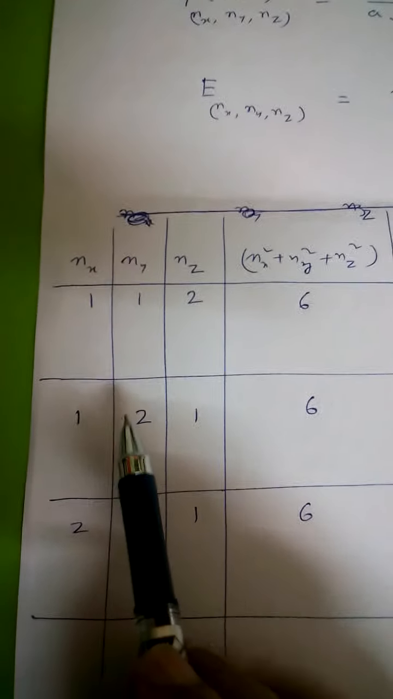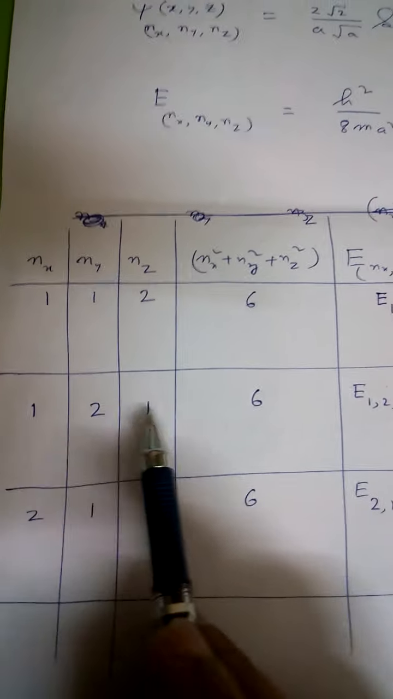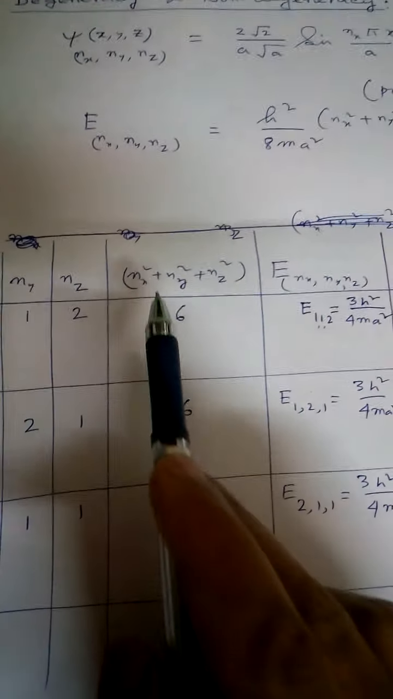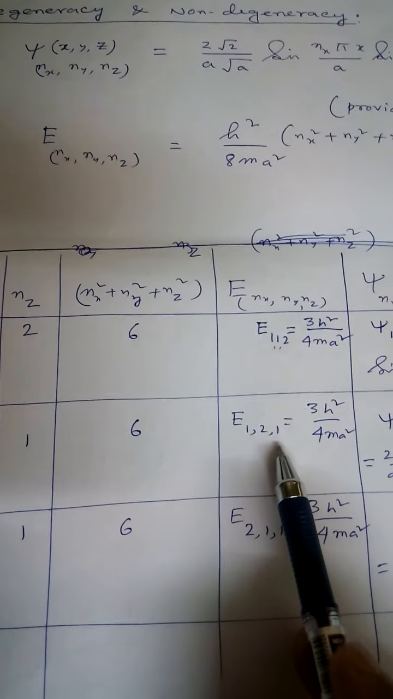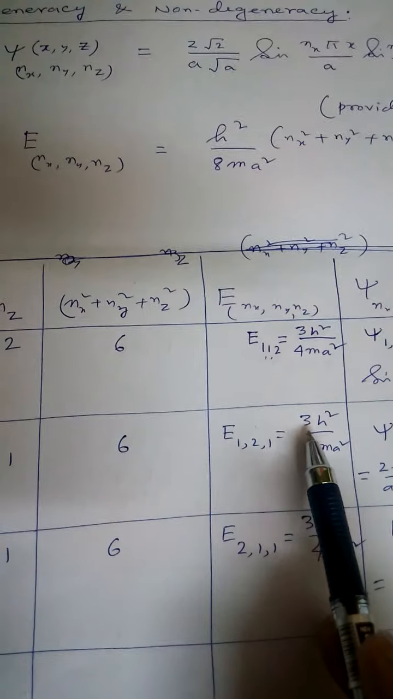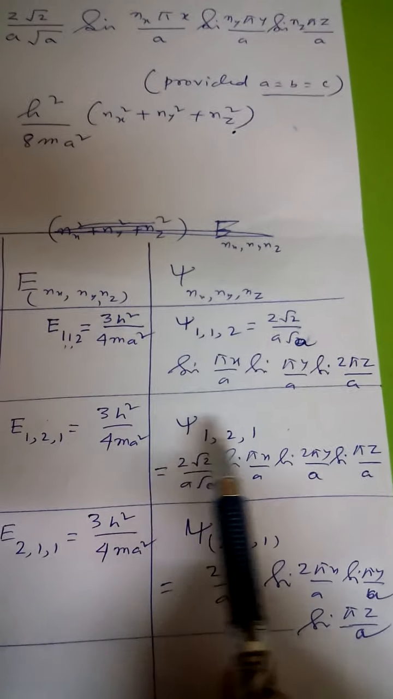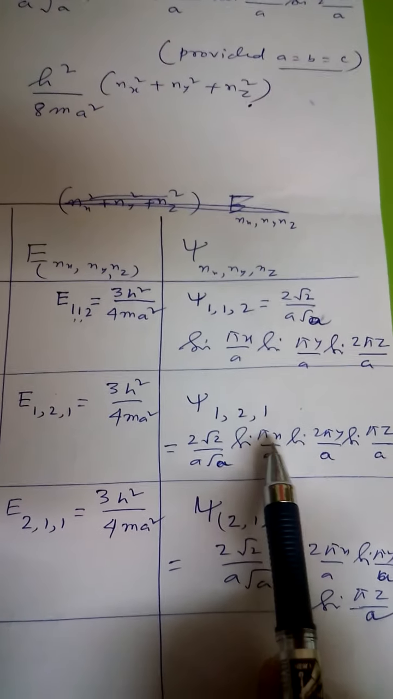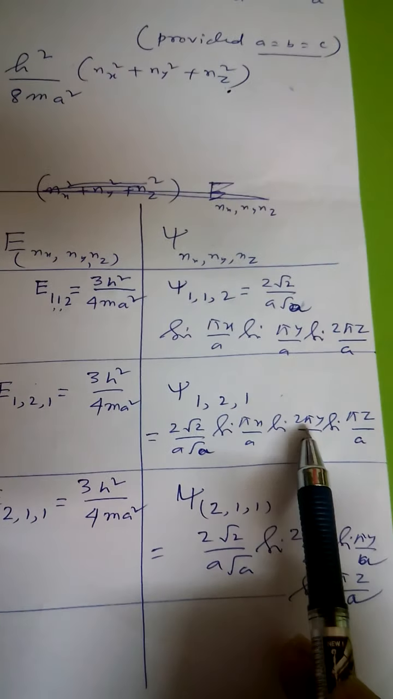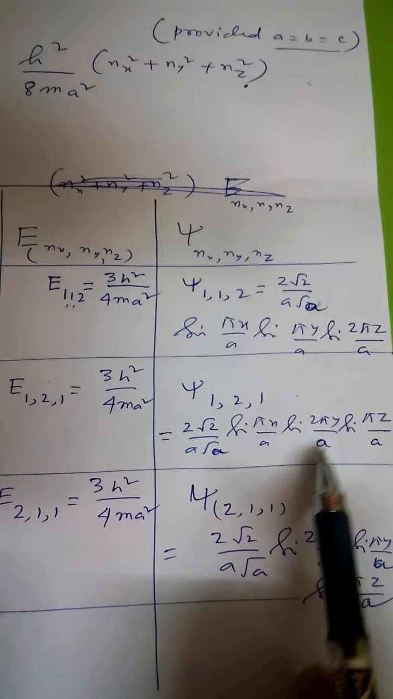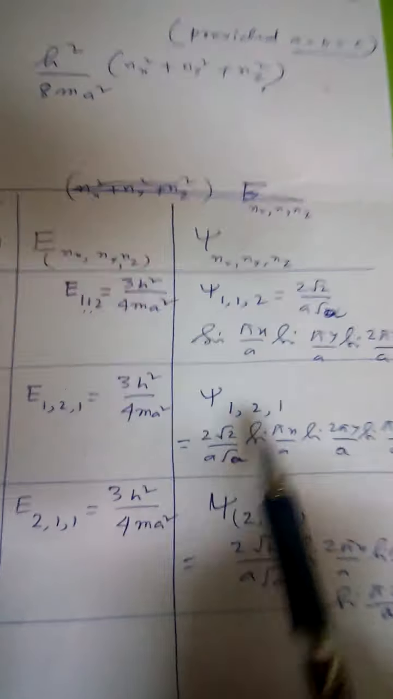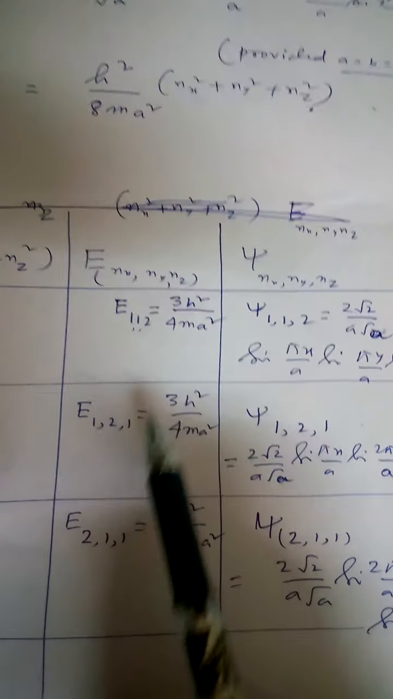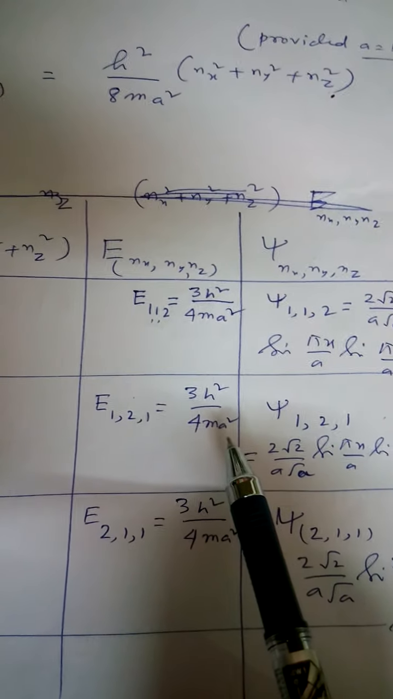Similarly, we consider 1, 2, 1, that is nx, ny, nz equal 1, 2, 1. So nx square plus ny square plus nz square is 6. So the energy eigenvalue E121 comes to be 3h square by 4m a square, the same value, but the wave function should be different. So here nx pi x by a is 1, ny pi y by a is 2 pi y by a, into sine pi z by a. Clear? So these two wave functions are different, but the corresponding energy eigenvalues are the same, 3h square by 4m a square.